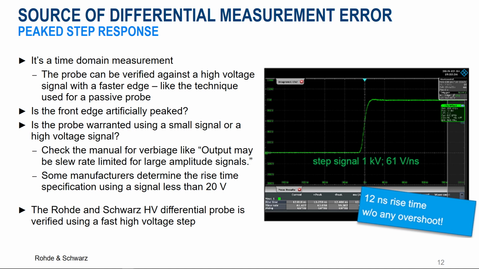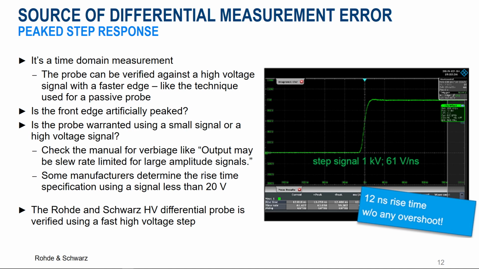Warranting the probe's rise time using a small signal. Manufacturers that employ this method will use a small voltage step response with a fast edge for specifying the differential probe's rise time. There is typically a note in the manual that will include a disclaimer that reads something like, "Output may be slew rate limited for large amplitude signals." In short, the rise time specification is determined using a signal that's less than 20 volts, which isn't sufficient for making high voltage measurements.